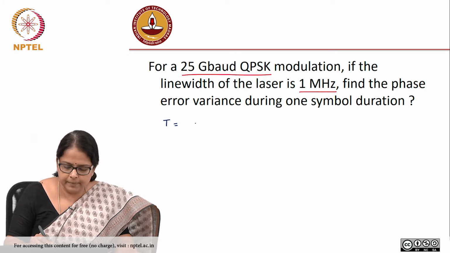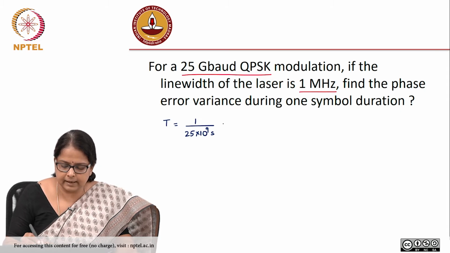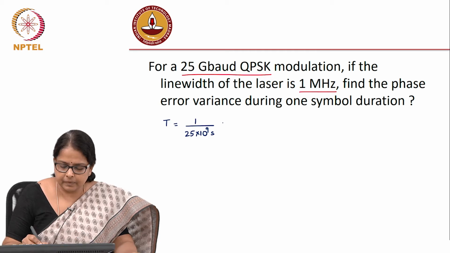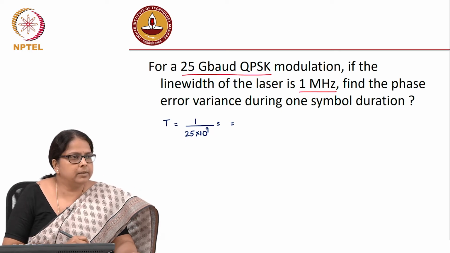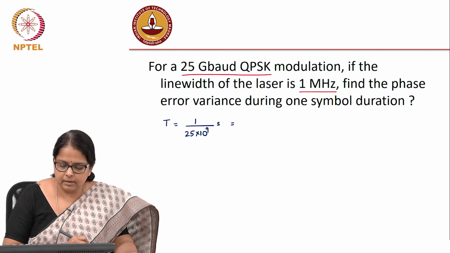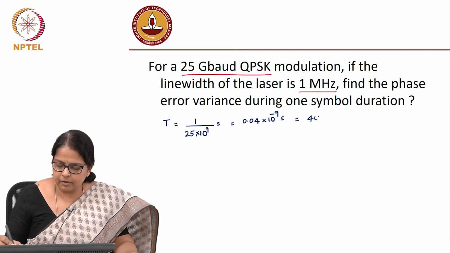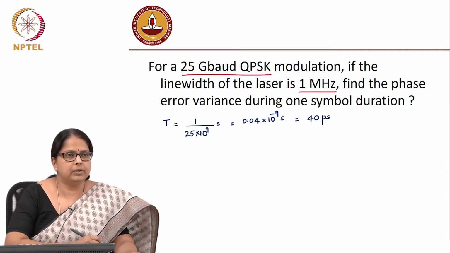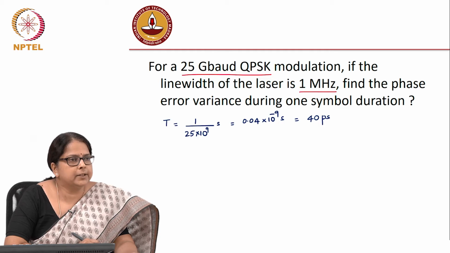So, one symbol would be of duration 1 over 25 into 10 power 9 seconds, seconds is in the numerator. 25 into 10 power 9 hertz, or gigabaud, is 10 power 9. So, this is 0.04 into 10 power minus 9 seconds, which is 40 picoseconds. This is my symbol duration.